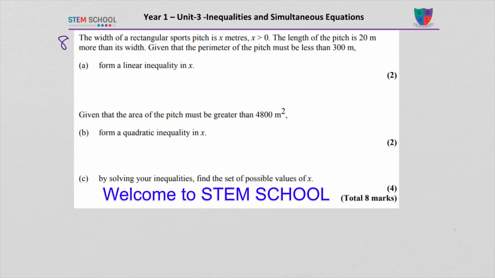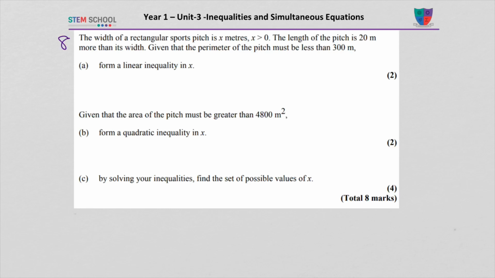Question 8. The width of a rectangular sports pitch is x meters, x greater than 0. The length of the pitch is 20 meters more than its width. Given that the perimeter of the pitch must be less than 300 meters, form a linear inequality in x.